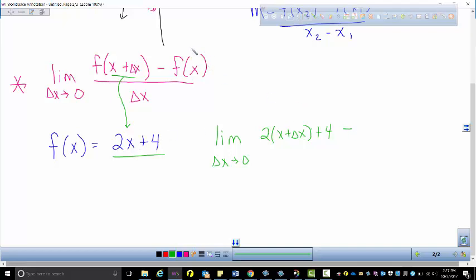Minus, now this is the original function, so the original function goes here. My function is 2x plus 4. I use parentheses again because we're going to have to distribute the negative. And it's all over the change in x. This is just a really complicated way to say y2, this is my y value, minus my other y value. And now you're going to do some algebra because you can't just plug 0 in, because it's not going to work.